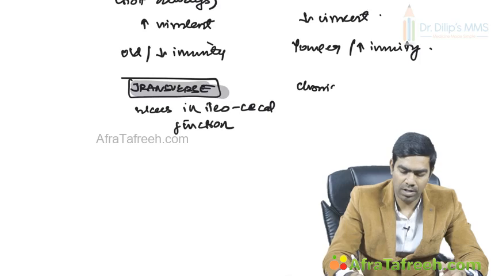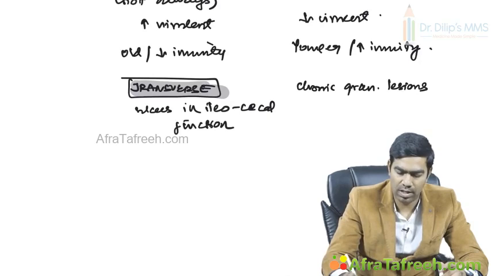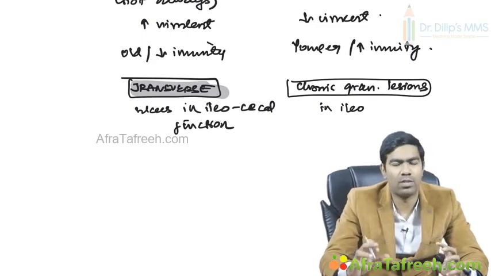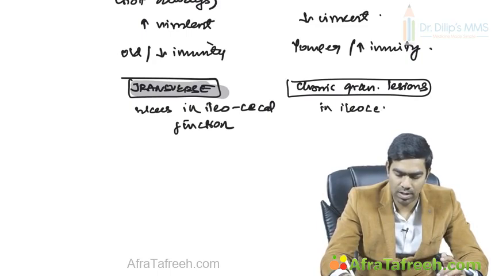Then in the hyperplastic variety, you are going to see chronic granulomatous lesions in the ileocecal region again. But they won't usually be ulcerative. Granulomatous swellings you will see in the ileocecal region.